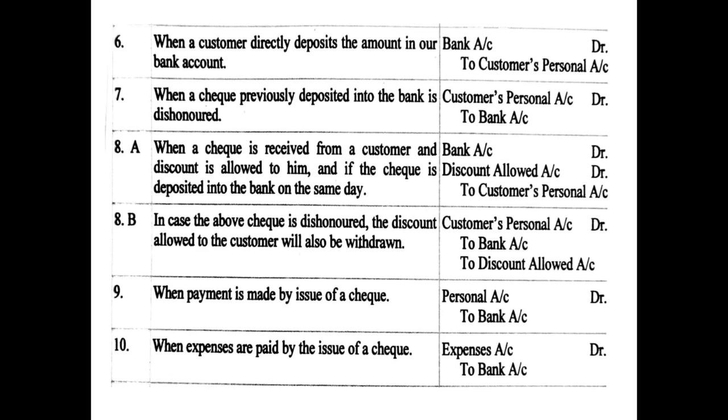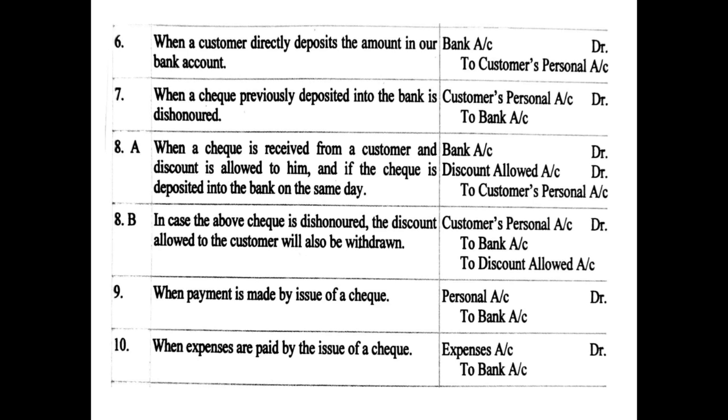That means rather than paying the expenses in cash, we are paying the expenses by check. Very simple. When we are paying the expenses, being a nominal account, we will follow the rule debit all expenses and losses. So when we are paying the expenses, the expense account will be debited. For example, rent account debited, commission account debited, interest account debited, etc.